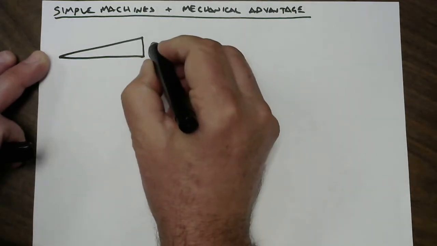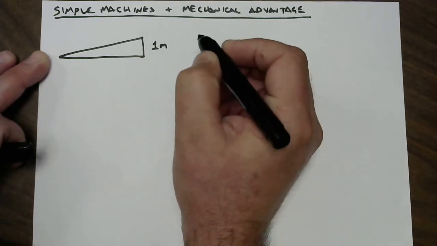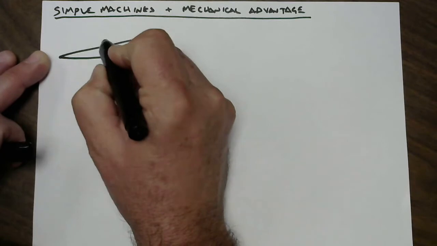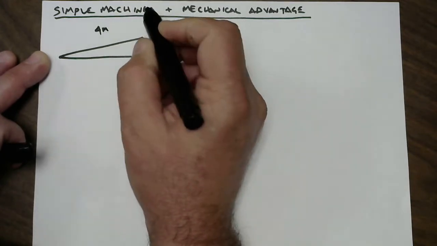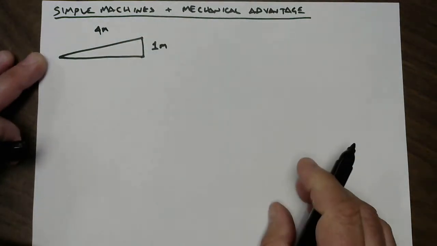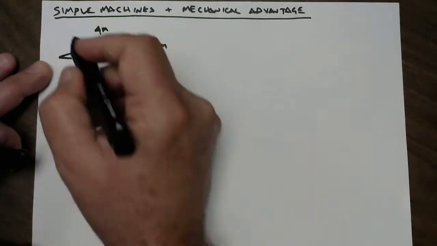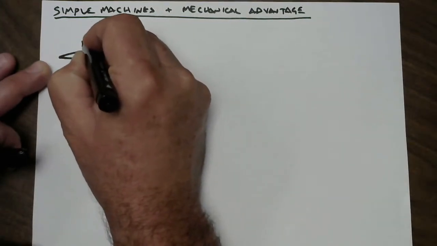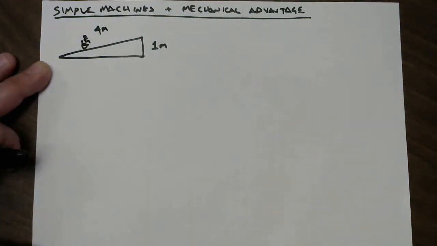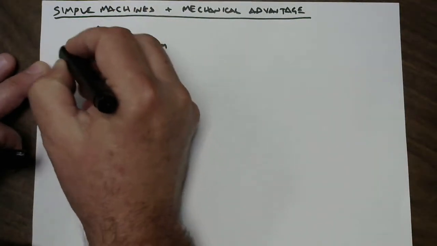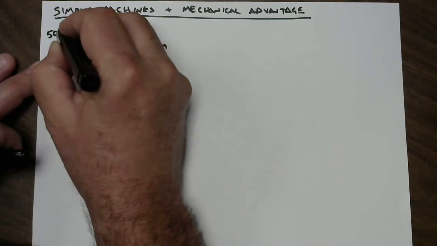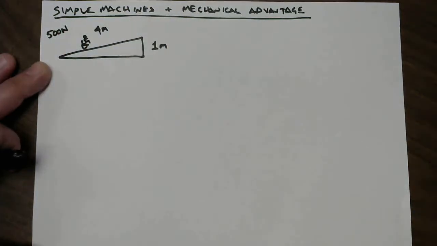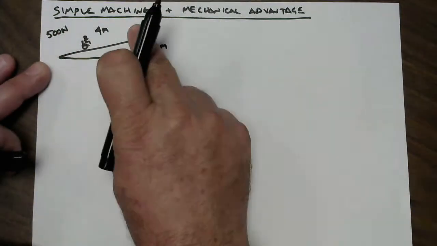Now this ramp lifts up 1 meter here, but this ramp is 4 meters long along the long axis here, the hypotenuse of the triangle. And let's draw a little sketch of a kid in a wheelchair here. We'll call him Timmy. And Timmy is a 500 Newton person. That's his weight. And he's going to be working himself up the ramp.